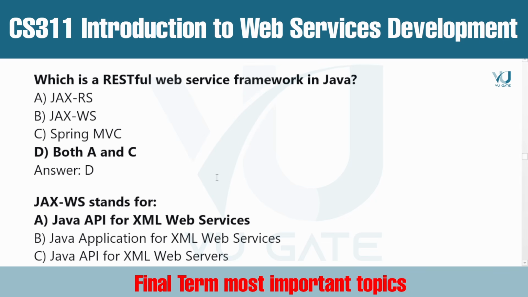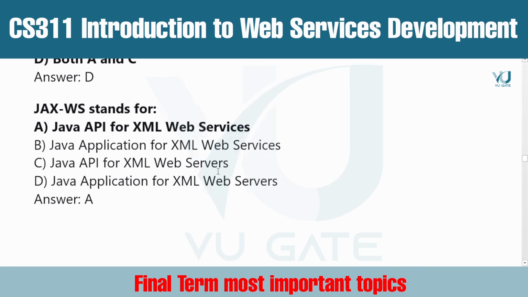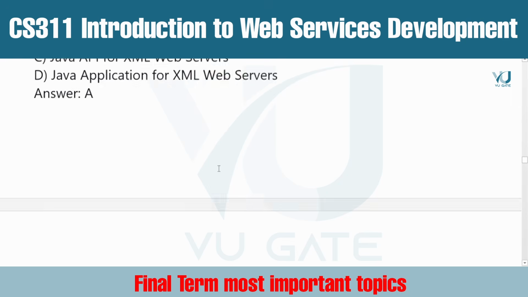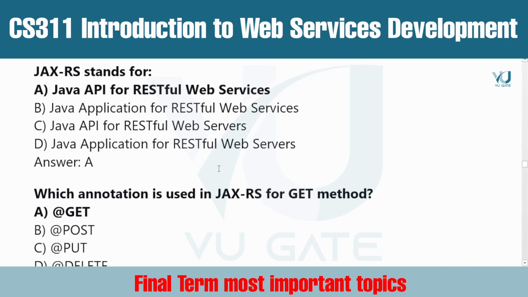The correct answer is option D, both A and C. Question 36, JAXWS stands for? The correct answer is option A, Java API for XML web services. Question 37, JAXRS stands for? The correct answer is option A, Java API for RESTful web services.